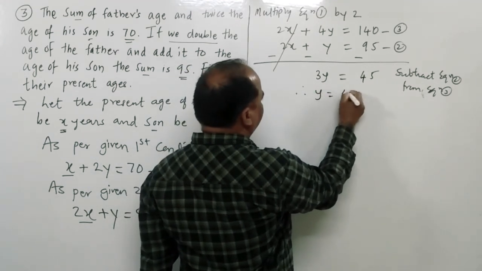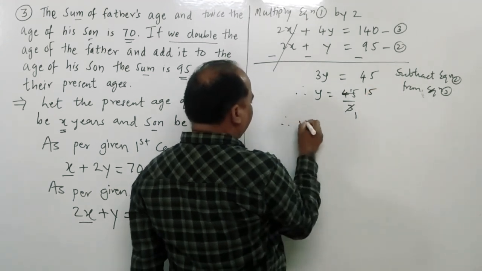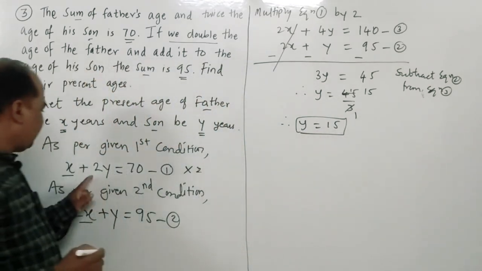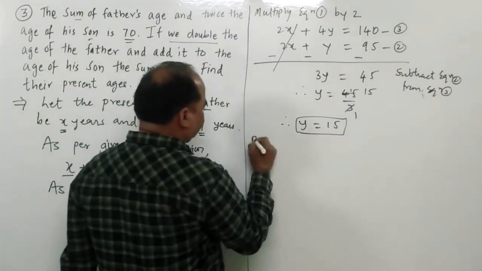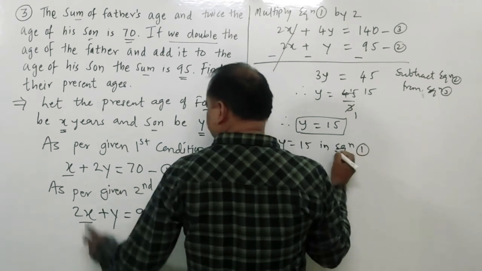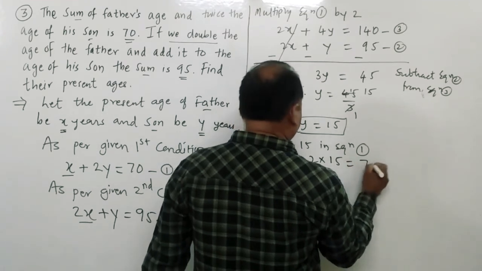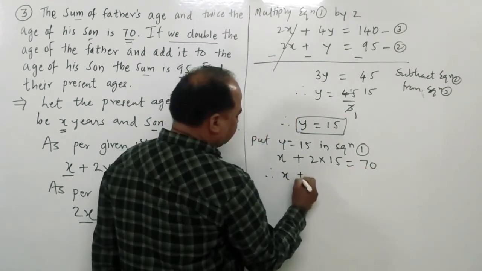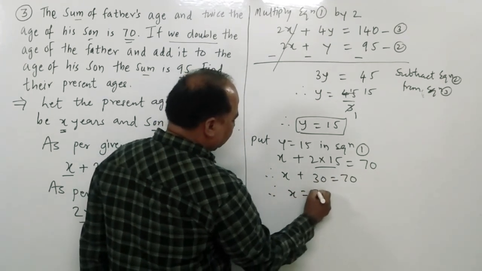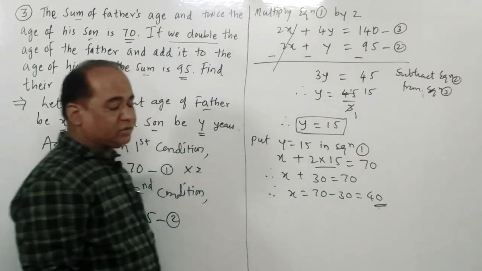Therefore y is equal to 45 upon 3. 3 1s are 3, 3 5s are 15. Therefore y is equal to 15. Now put y is equal to 15 in equation number 1. So our equation number 1 is x plus 2 into y, which is 15, is equal to 70. Therefore, x plus 2 15s are 30 is equal to 70. Therefore, x is equal to 70 minus 30, which is equal to 40. So x is equal to 40.